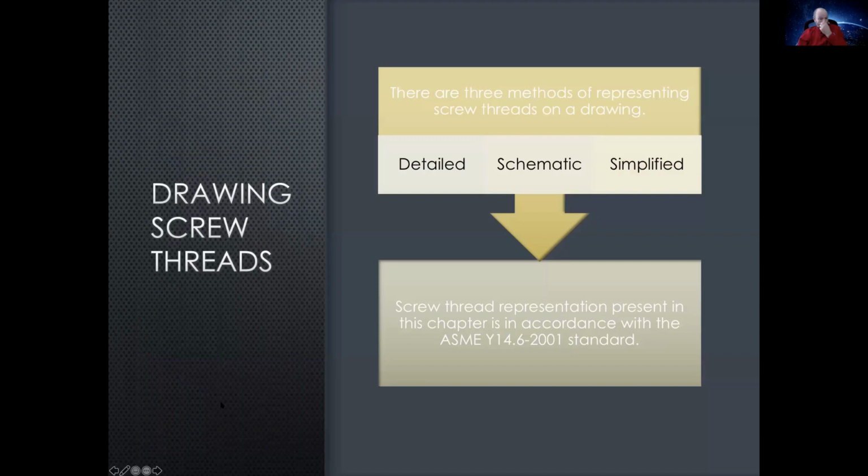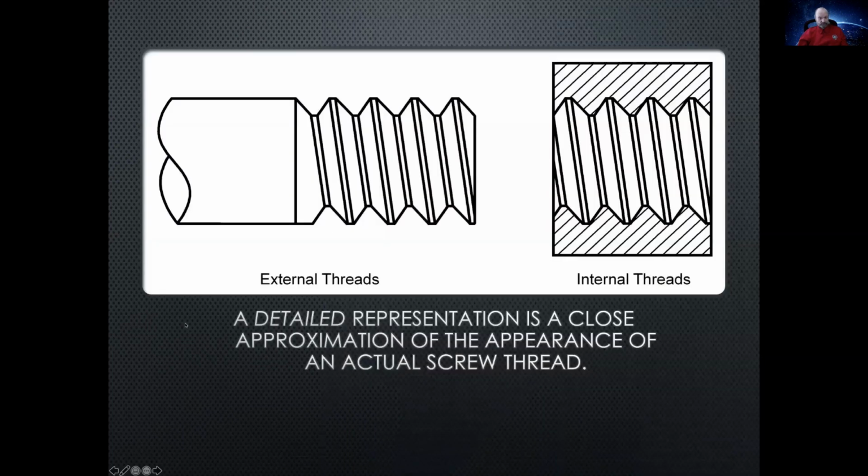So drawing screw threads. So there are three methods to represent different types of screw threads. There's the detailed, which we've been looking at, that looks like a screw. And then you have a schematic version, which is less detailed, and a simplified version. Okay, and you can get away with simplified if you have a good screw note, right, a thread note.